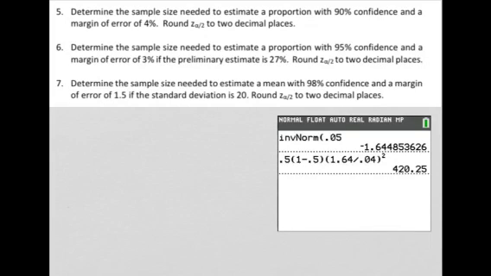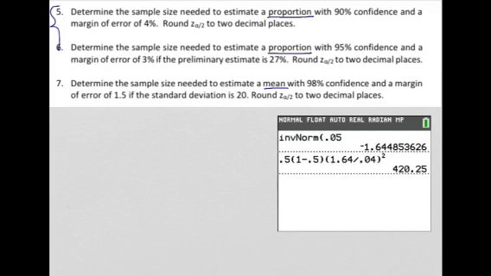For problems 5 through 7, we need to determine the sample size needed to estimate either a proportion or a mean. And it's important to note which one you want to use because that changes what formula to use. The formulas are given on the exam, but you can see in problems 5 and 6 we're working with a proportion, and in 7 it's about a mean. So we'll use one formula for 5 and 6, and then 7 is a different formula.